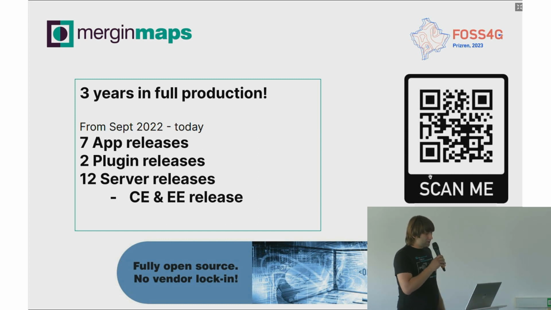We are 3 years in full production, I mean full production on cloud with real use cases. I will show you later. From the last FOSS4G, we had 7 releases of the apps, 2 plugin releases and 12 server releases, including 1 major release of the community edition of the server with all the latest development from the last year. And we fully moved the community edition development to GitHub. Before it was on GitLab and only copied once in a while, and now the development of the server is fully on GitHub too.